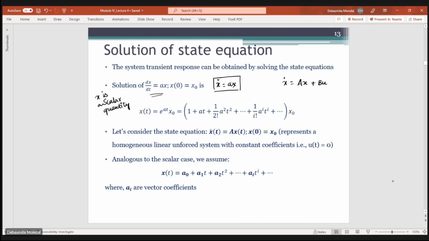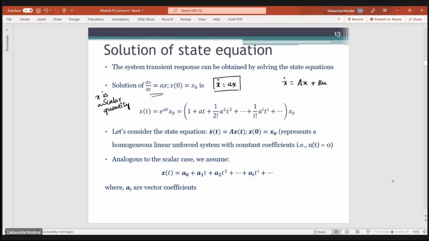This basically represents a homogeneous linear unforced system. Unforced system means we are not providing any external input to the system. So this system will have the value of u(t) equal to 0. That means we can write x dot (t) will be equal to A of x(t), and the value of the state vector x at time t equals 0 is given by x0.